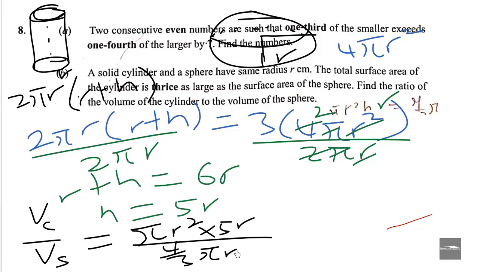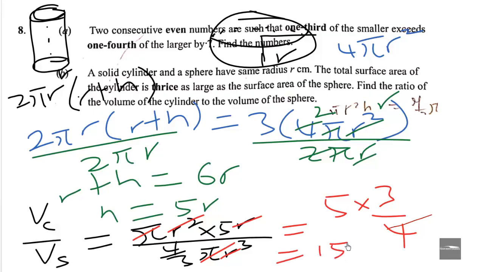So the pi's will cancel out. Then r squared times r will give you r cubed, which takes out the r cubed. So now we have 5 divided by 4 over 3, or 5 times 3 over 4, which gives us 15 over 4. Therefore, the ratio of the volume of the cylinder to the volume of the sphere is 15 is to 4.